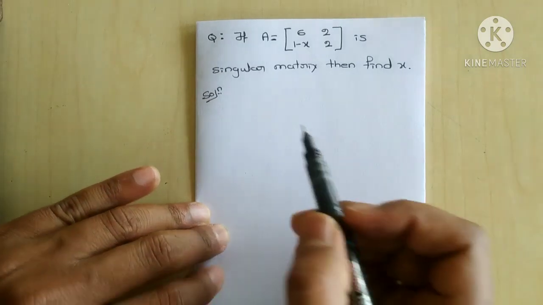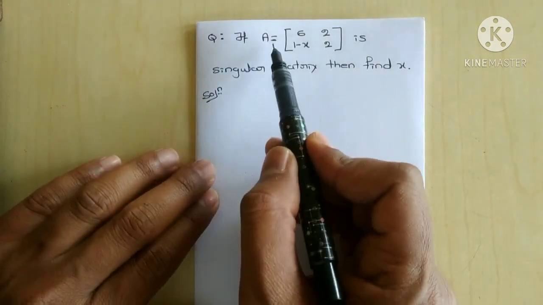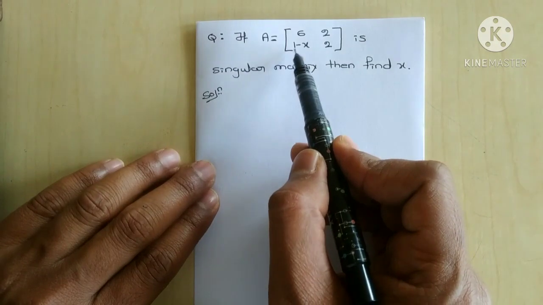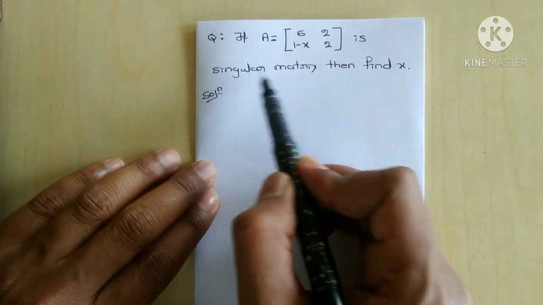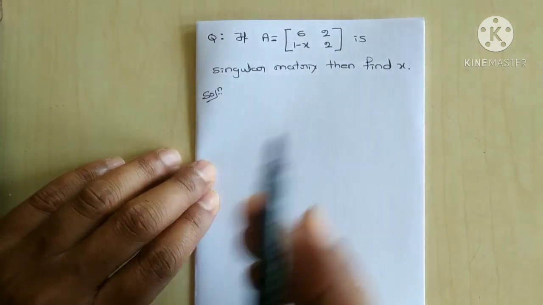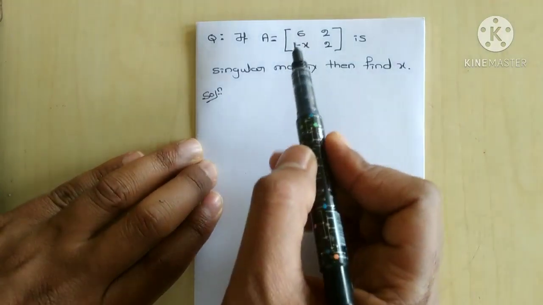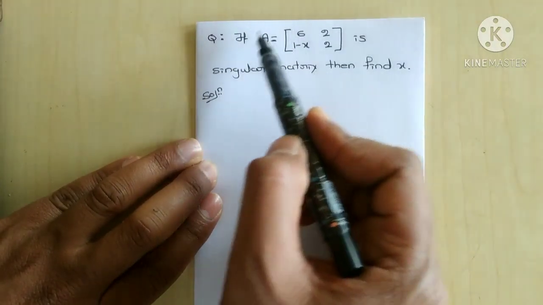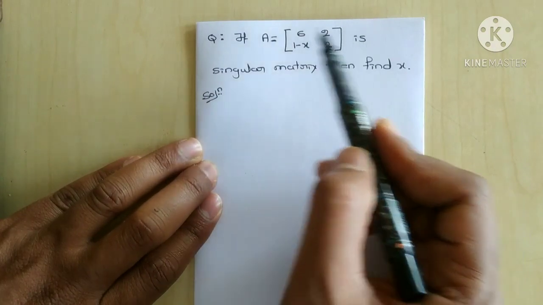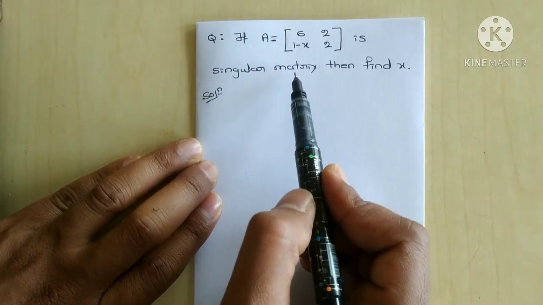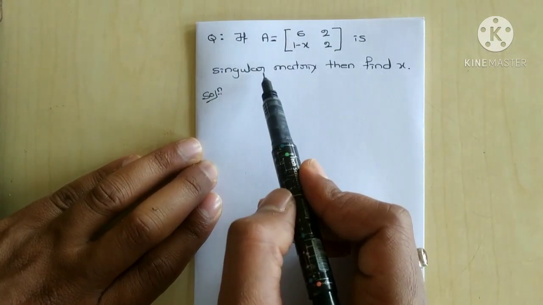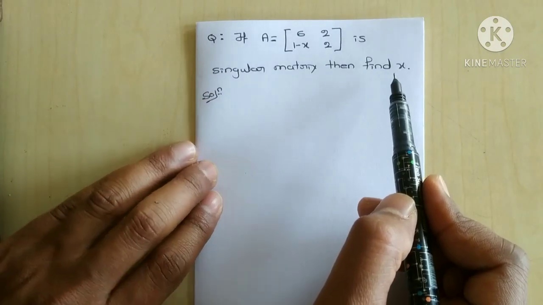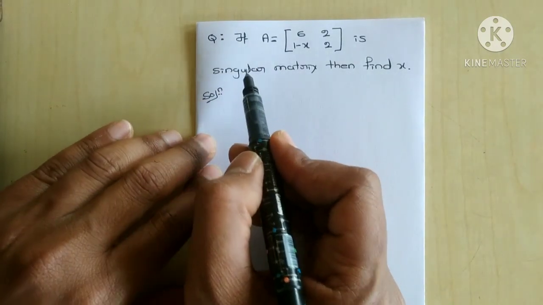Next example. If A is equal to the matrix 6, 2, 1, minus x, 2 is a singular matrix, then find x. Again, same condition. What are they telling? One square matrix is given. Which type of matrix is it? Singular matrix. Using this condition, you need to find which value? The x value. So mention that condition first.